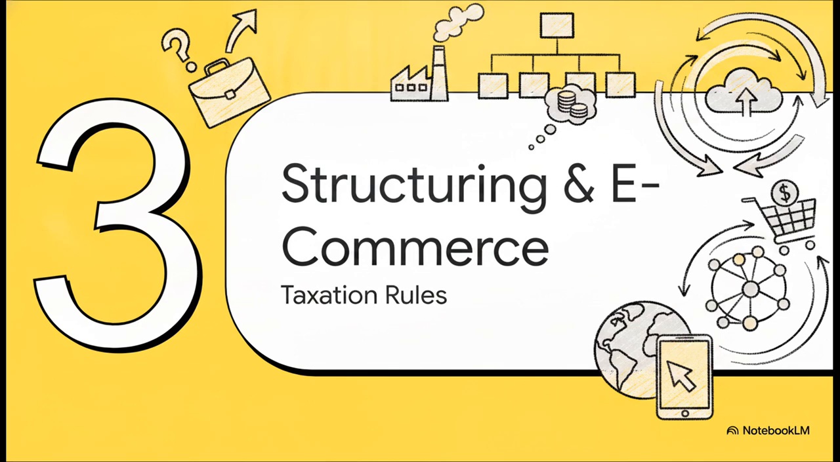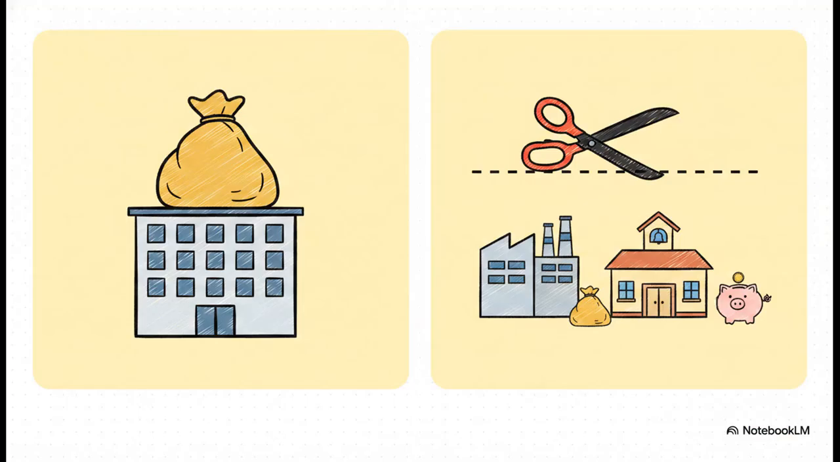Up next, Section 3, structuring and e-commerce taxation. Questions 2 and 3 present a massive structuring dilemma for a business owner like Rashid Hussain. If Rashid just tosses all his manufacturing and corporate training services into one single company, it triggers a massive minimum tax. We're talking a 16.38 million rupee liability.